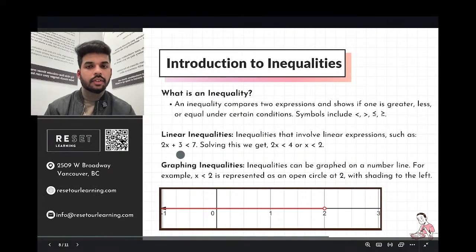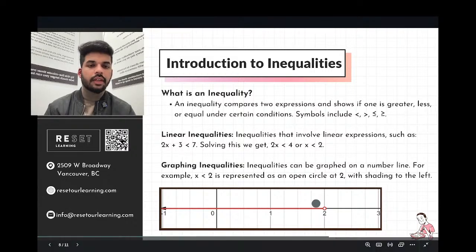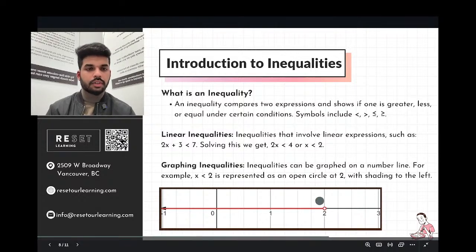In that case, if it was less than or equal to, even if we had x equals 2, 2 times 2 is 4, plus 3 is 7, so the inequality would still be satisfied. But in this case, we cannot have 2, because that makes this expression 7, and 7 less than 7 is not true. Hence we have an open circle, and we do not include 2 in this case.